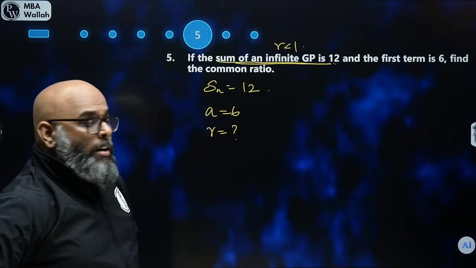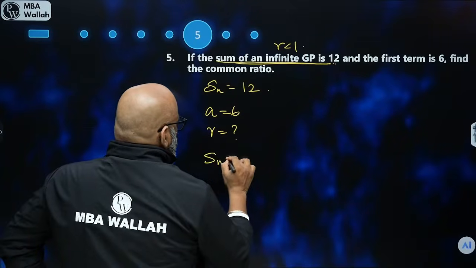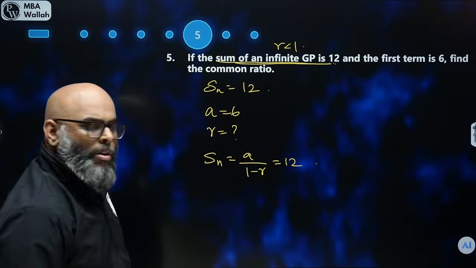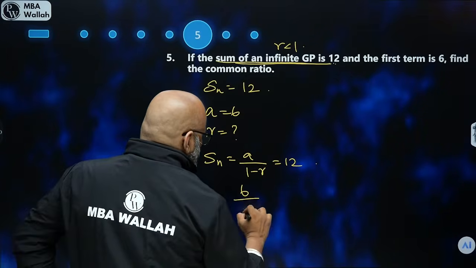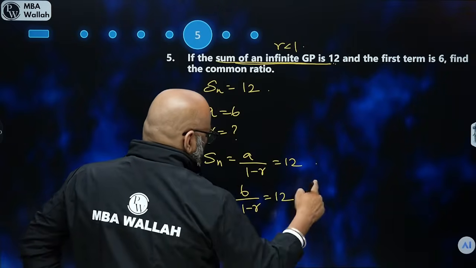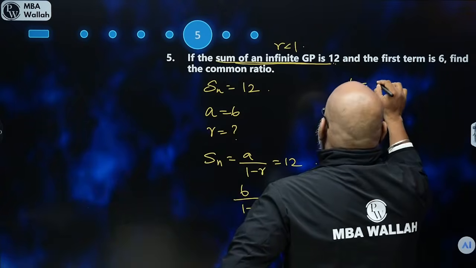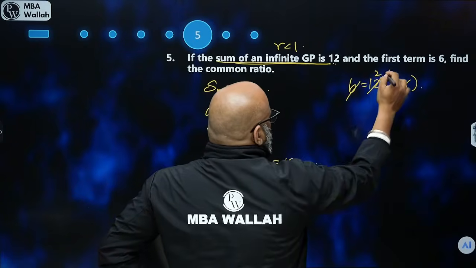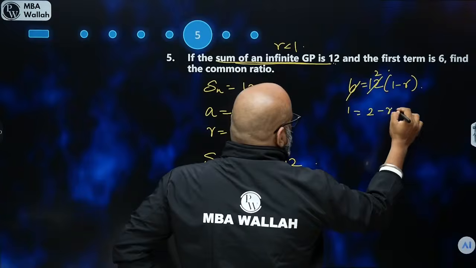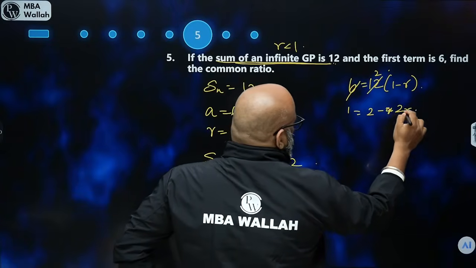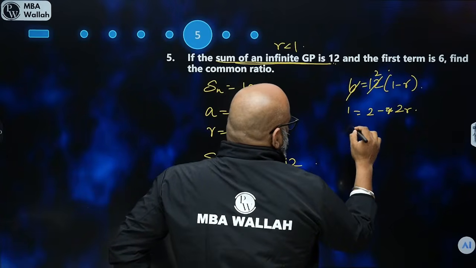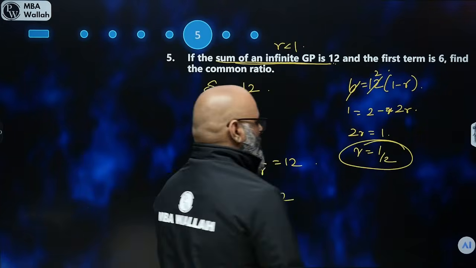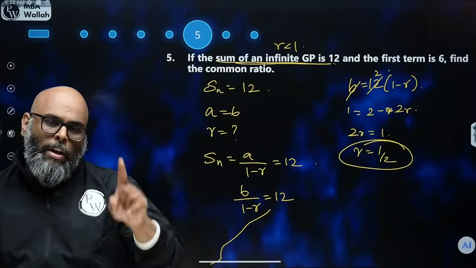Now we can plug in. So S infinity will become A by 1 minus R, which is equal to 12. So we'll say 6 by 1 minus R is equal to 12. From here I take it over there. 6 is equal to 12 into 1 minus R. So 12, this gets cancelled. 1 is equal to 2 minus 2R. This goes here and this comes here. 2R is equal to 1. R is equal to 1 by 2. Notice that we are getting R is equal to 1 by 2 and that is right.